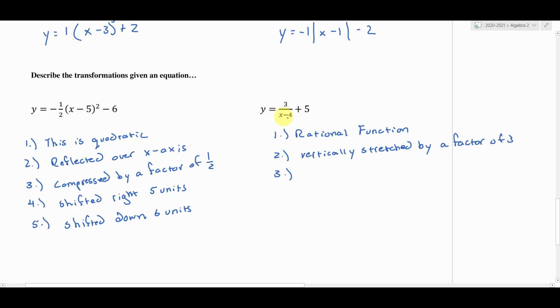Okay. And then I go down here, I have this -4. This is where our H value would be. So this is our horizontal transformation, or translation, I should say. So a -4 would indicate that it has been shifted right 4 units. Okay. And then I take a look at the +5 here. That's where my K value would go. So this is telling me that it's been shifted up 5 units.